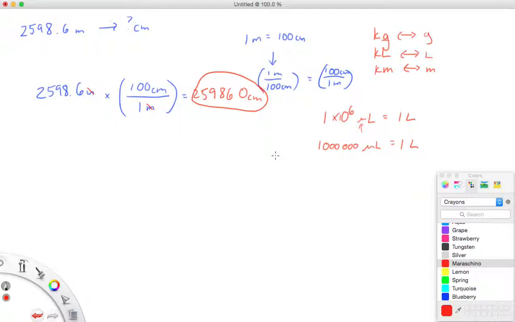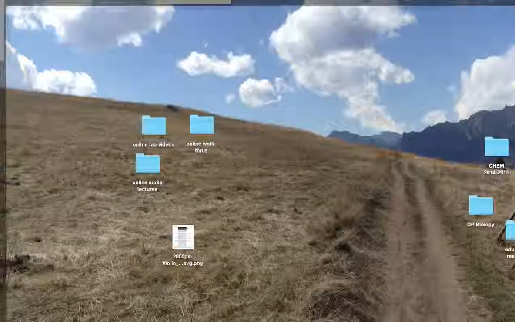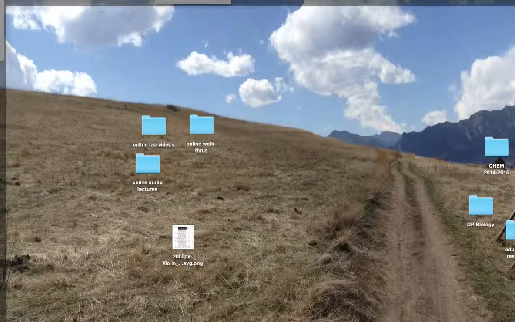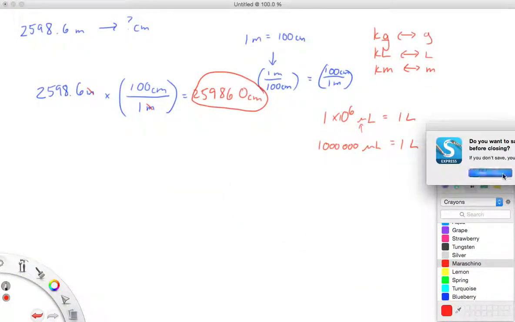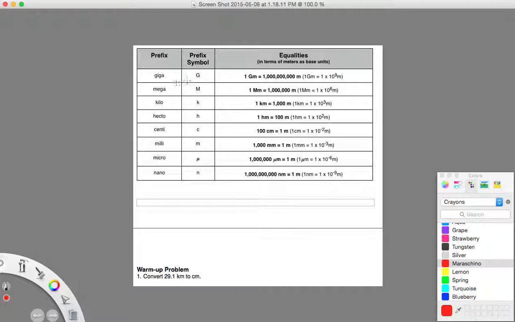Let's go through some practice problems right now. I'm going to go through past the warm-up problems. Actually, no, I'm just going to do the one warm-up problem. Okay. So here gives all the metric prefixes.